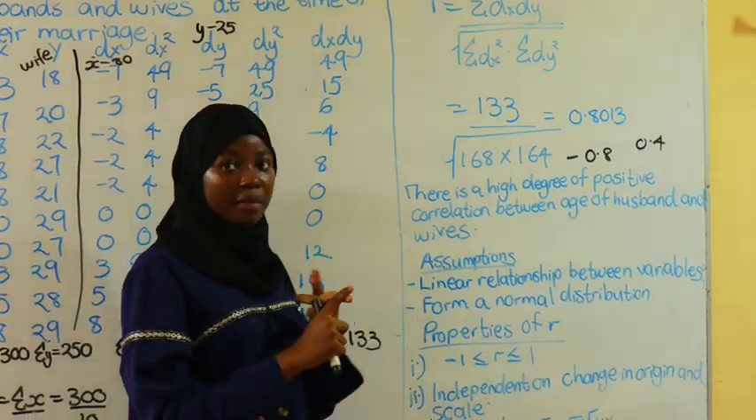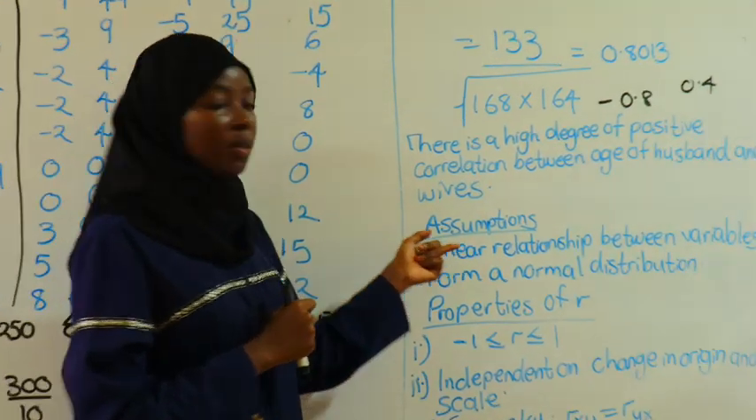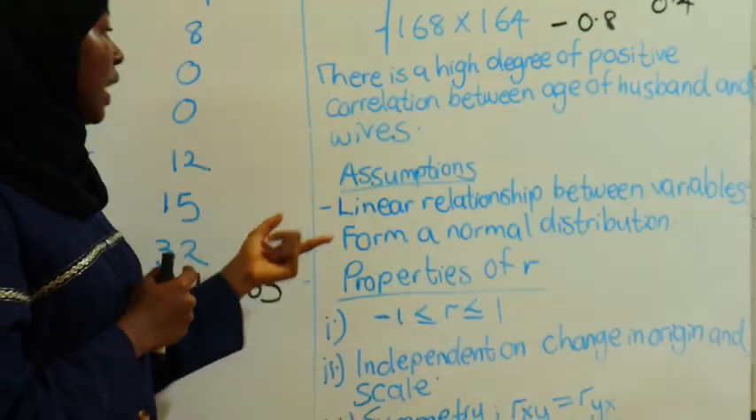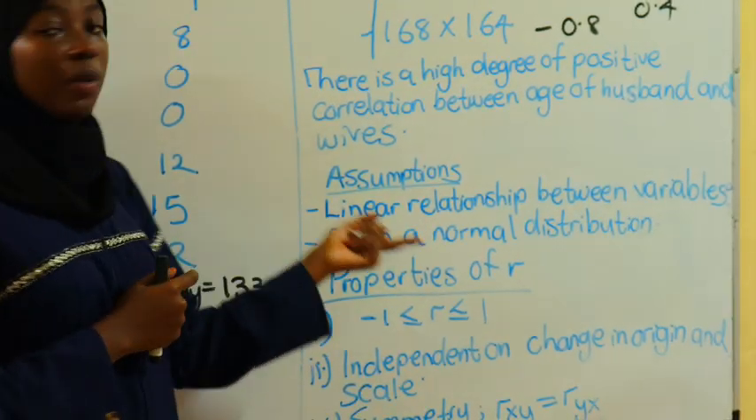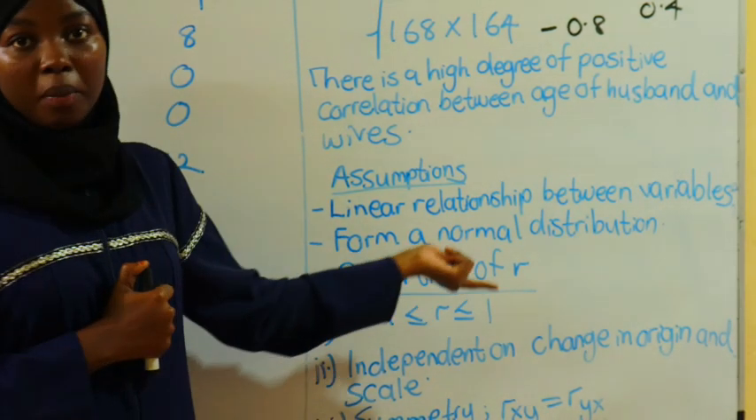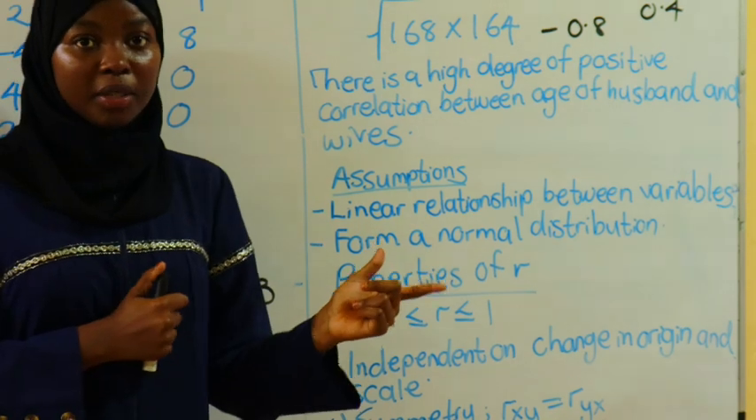And then we have assumptions. We have assumptions in this calculation. One, there is a linear relationship between the variables. They assume there's a linear relationship between the variables. And then the other one, it forms a normal distribution. So these variables always tend to form a normal distribution. So that is what we are doing at Karl Pearson's.